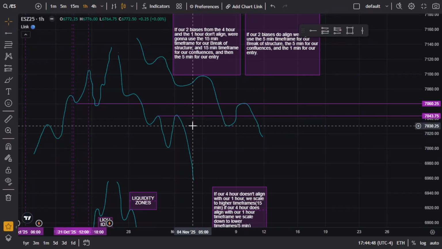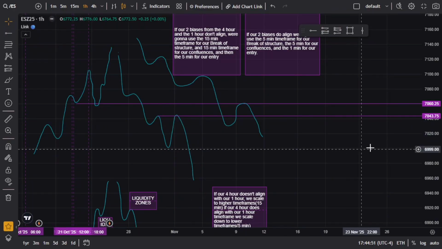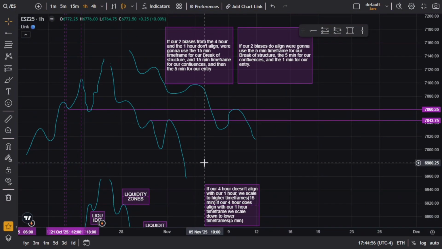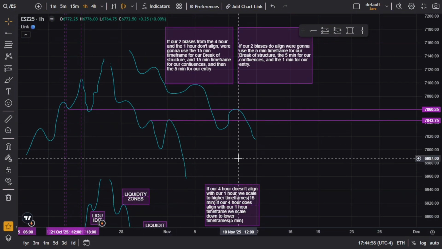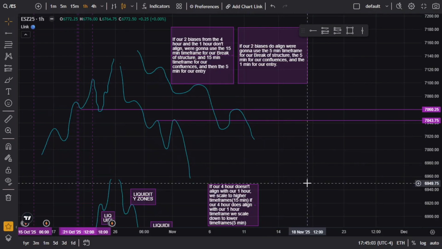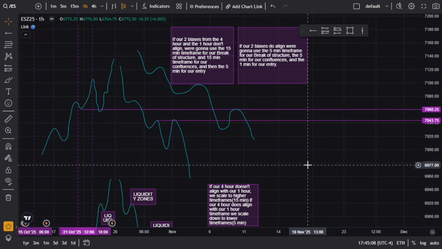Then, once it hits the zone, we immediately scale down to the 15 or 5 minute. And then we wait for the breaker structure. Once we see the breaker structure to the downside, we mark out our previous low. We wait for a candle closure past that marked out area.